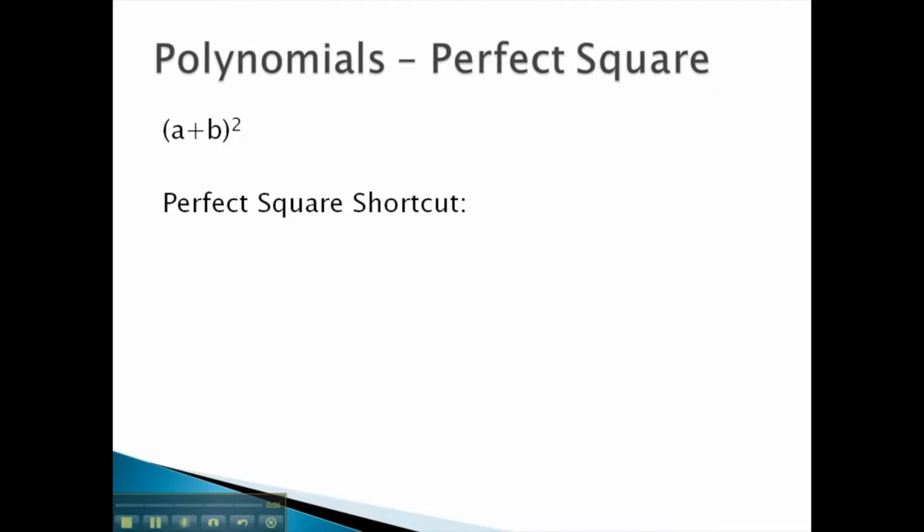The idea with a perfect square is we'll have some binomial that is squared. Squared simply means that it is multiplied by itself. So this is really a plus b times a plus b.